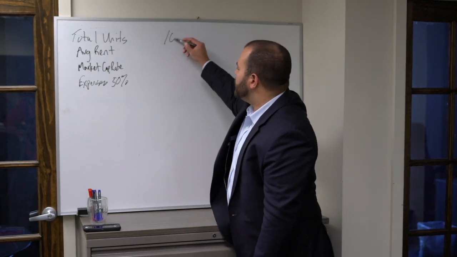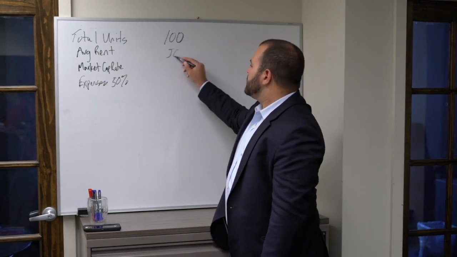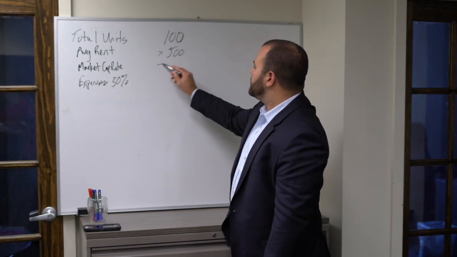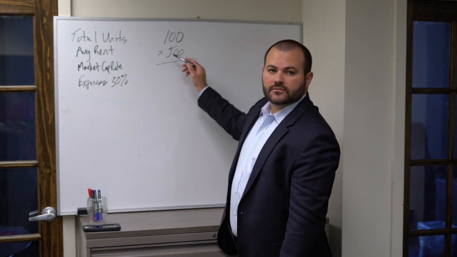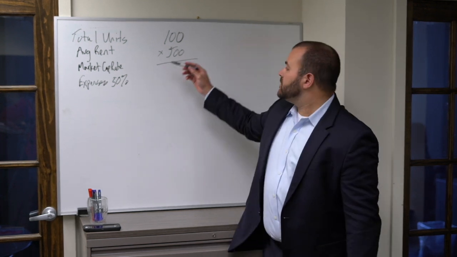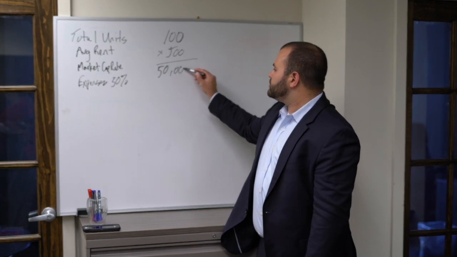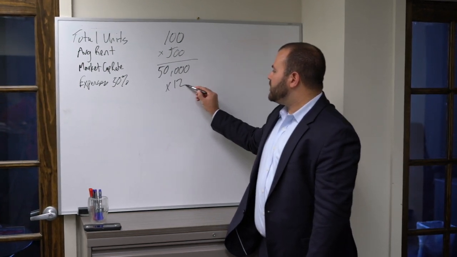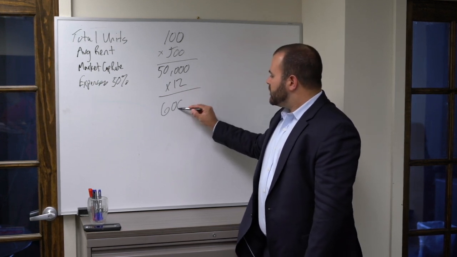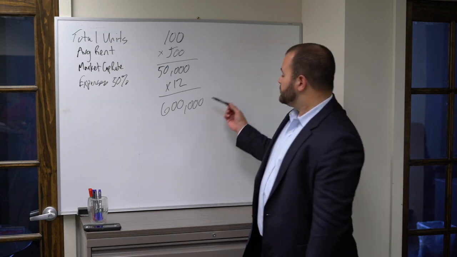So real quick, let's just use easy math. Let's say the total units, it's 100 units. Say the average rent is 500. So what you do is you multiply 500 times 100, which is your average rent, your average collections for a month. So quick math, what is that, 50,000? You multiply that by 12, $600,000. So that's your gross potential rent.